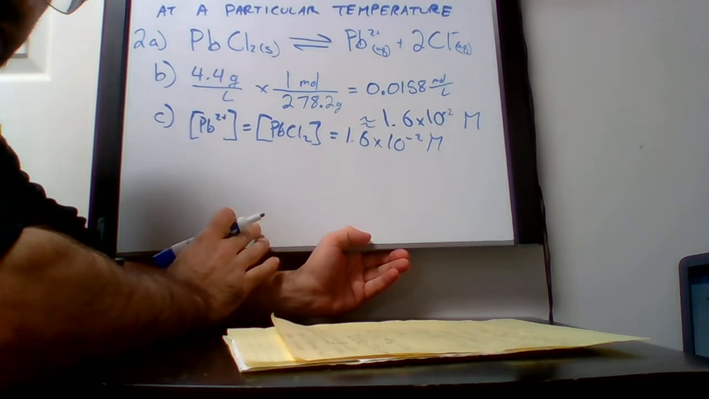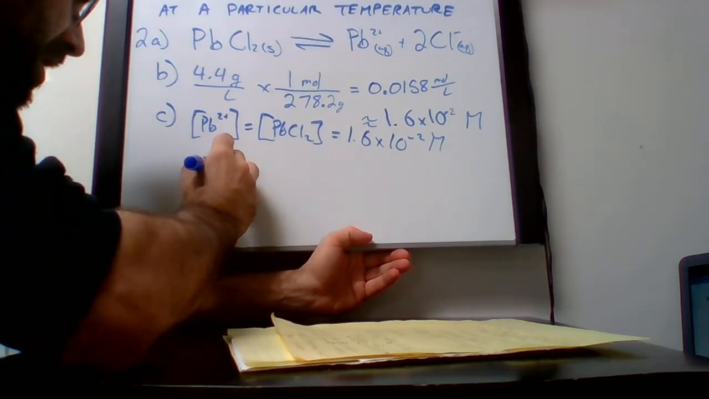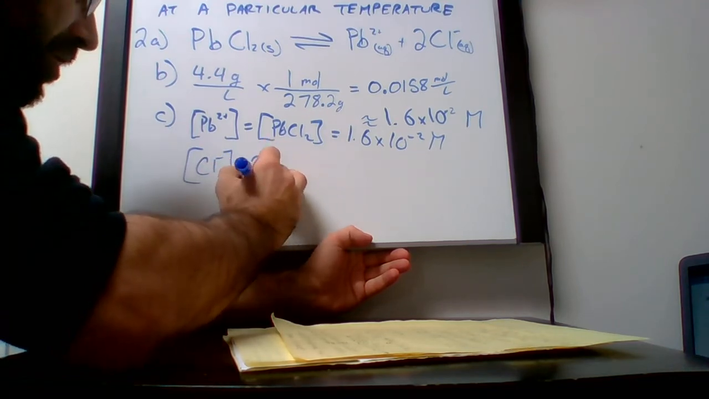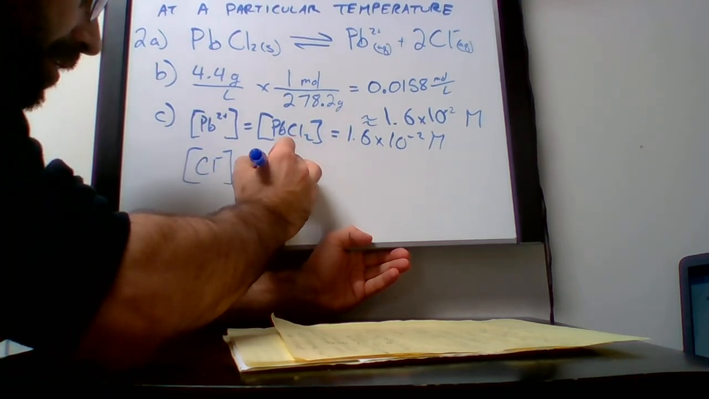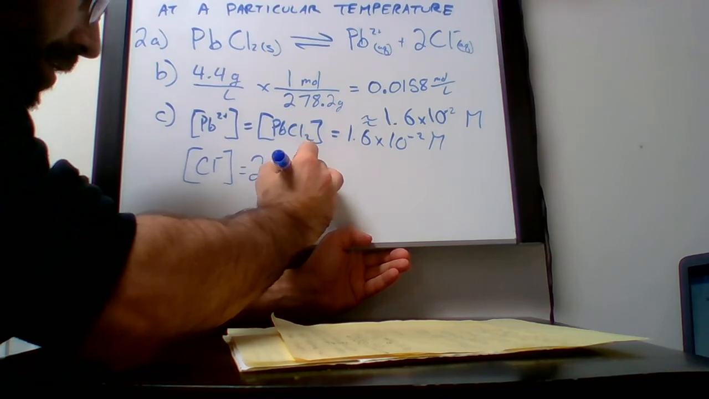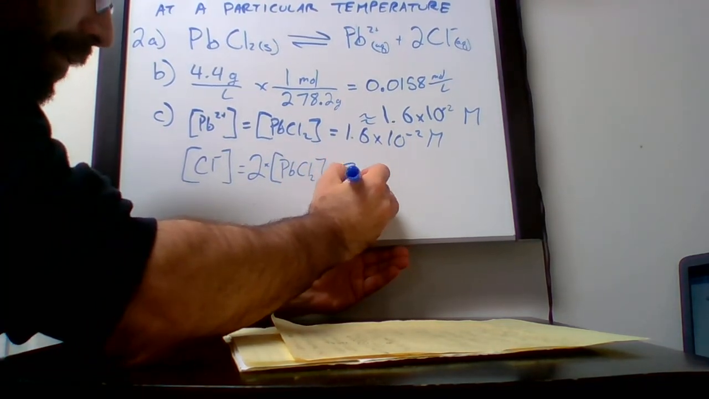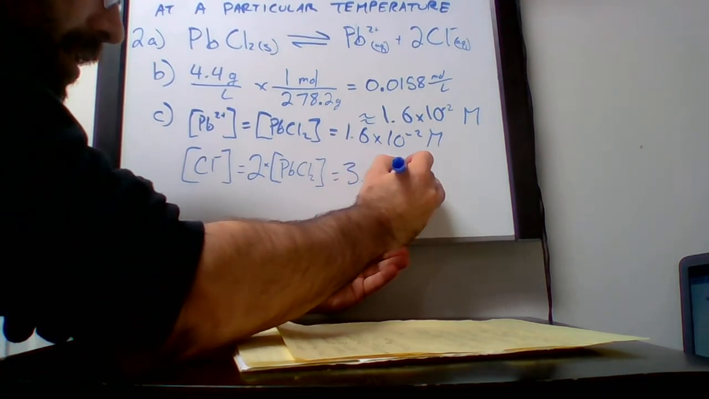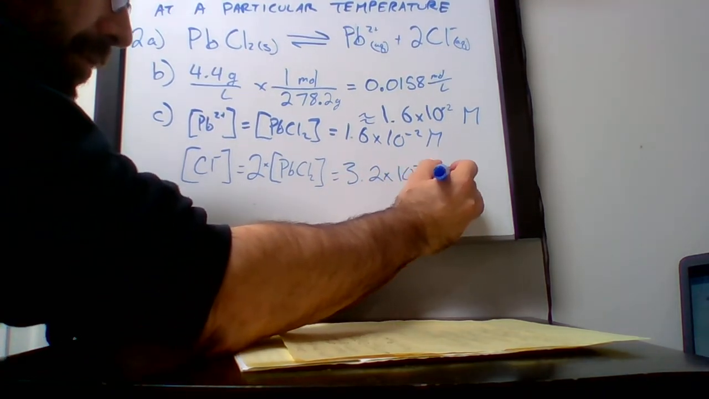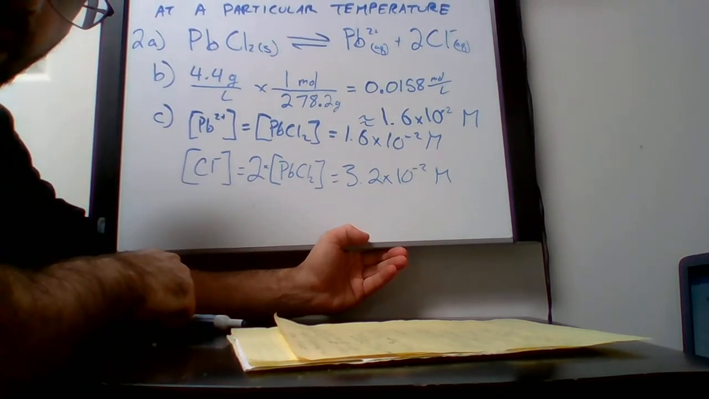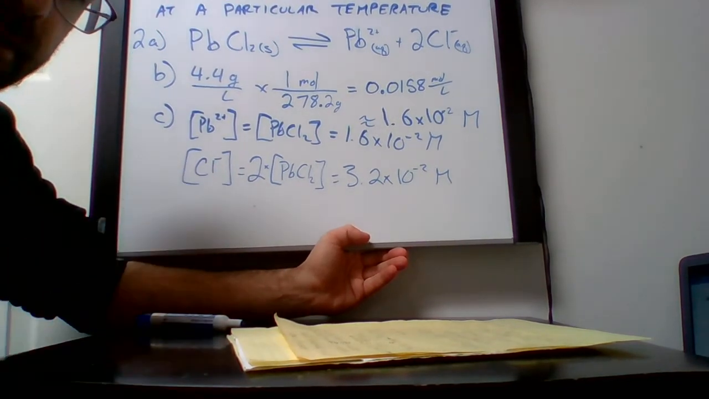And then our Cl- concentration is twice that lead chloride concentration. So then we have 3.2 times 10 to the negative 2 molar. Everything there should have been review. Hopefully you're all okay with that. See you in a second.